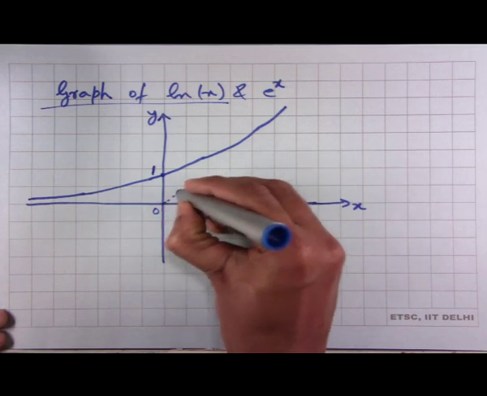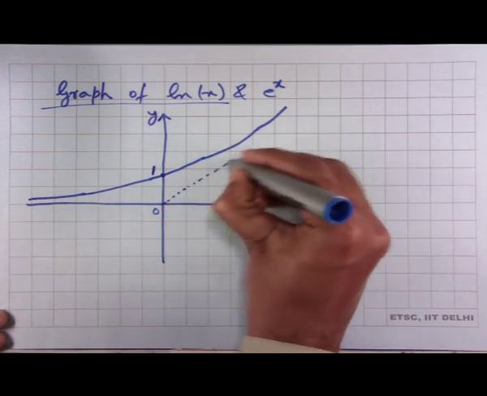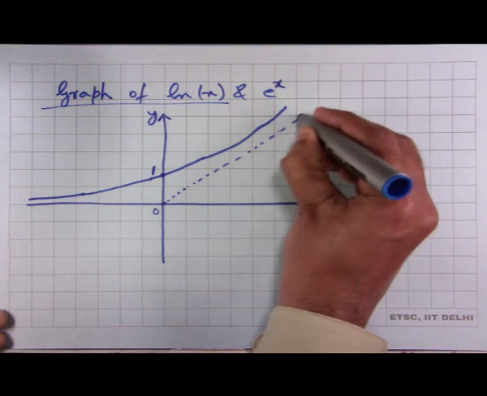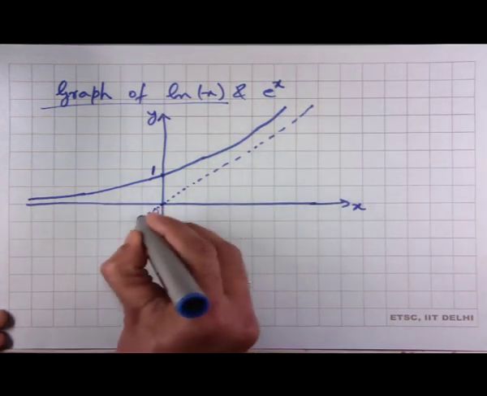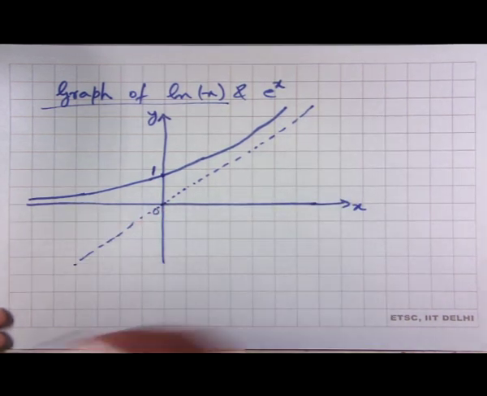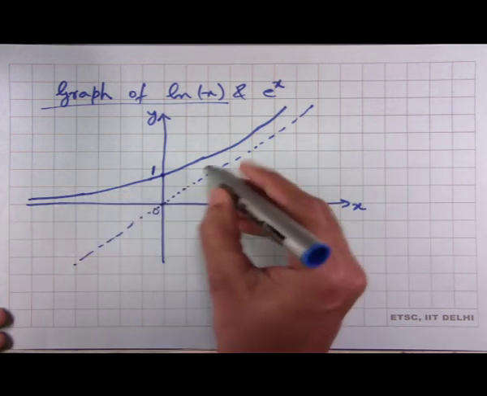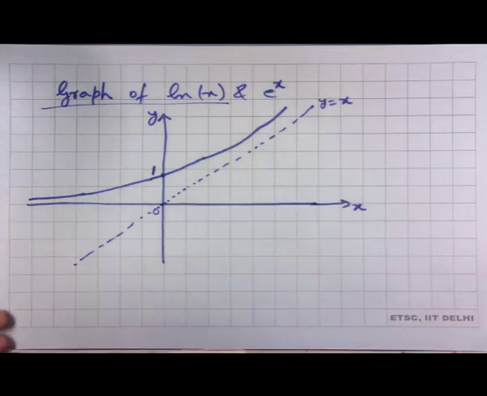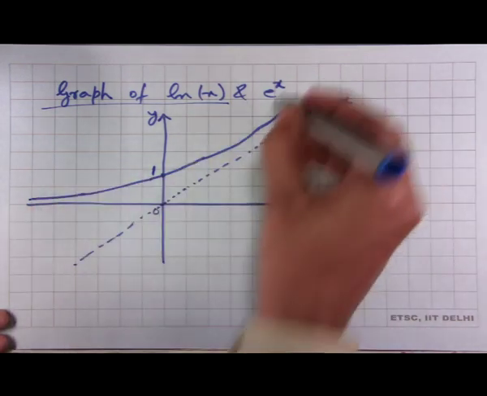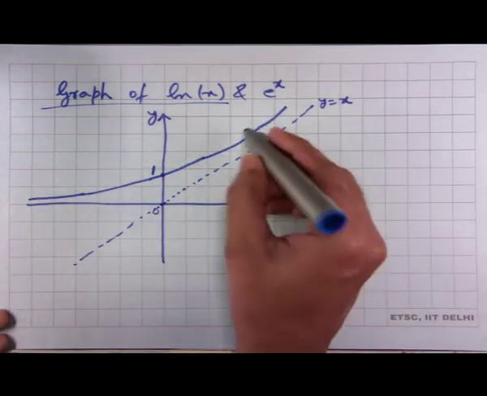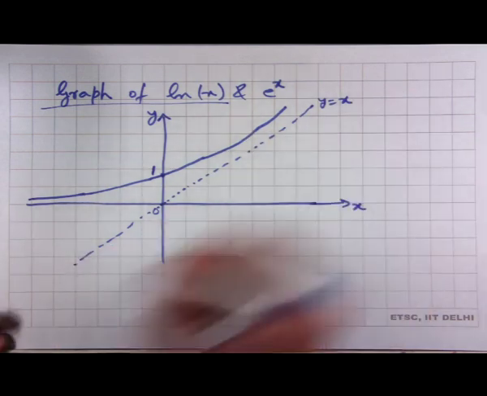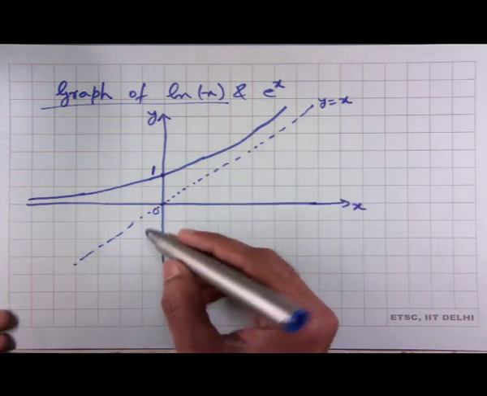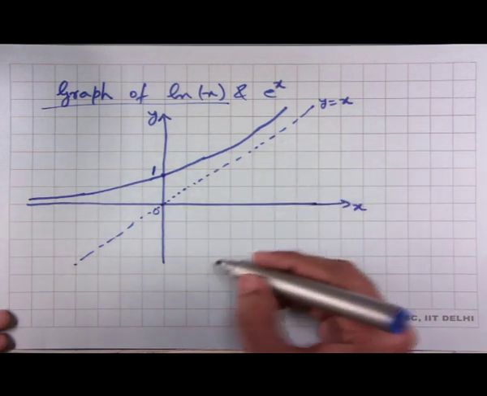So, the graph of the inverse of a function can be plotted by taking the mirror image of the graph of f of x in the line y equal to x. That gives the graph of f inverse of x.